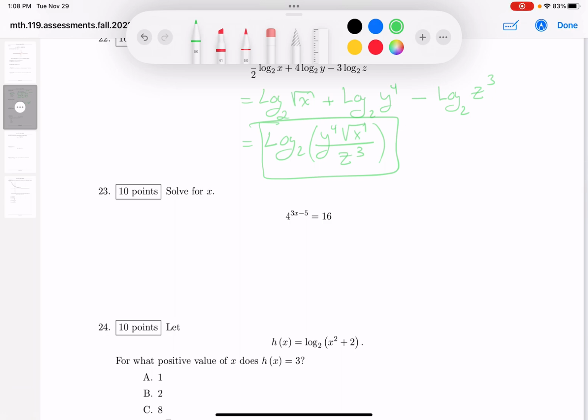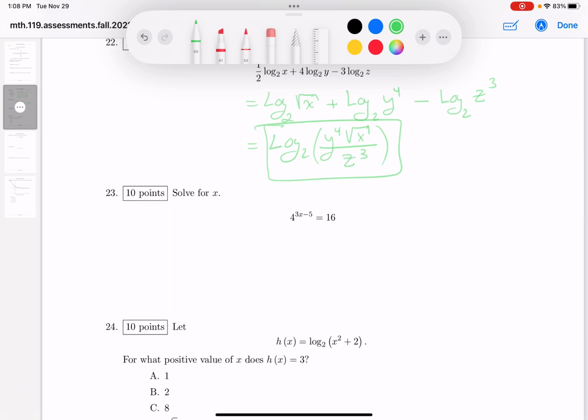All right, let's look at number 23. Looks like a relatively simple question. I'll write them in the same base, by the way. This is going to be 4 to the 3x minus 5 equals 4 squared, which means 3x minus 5 is equal to 2, which means 3x is equal to 7, which means x is equal to 7/3.